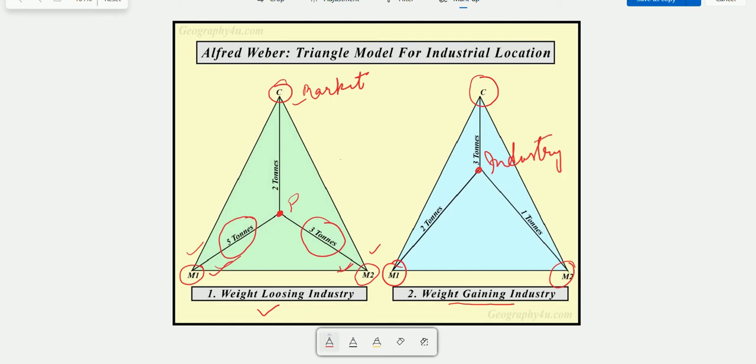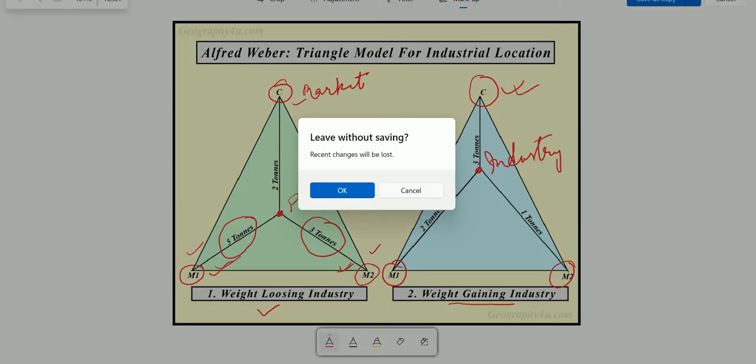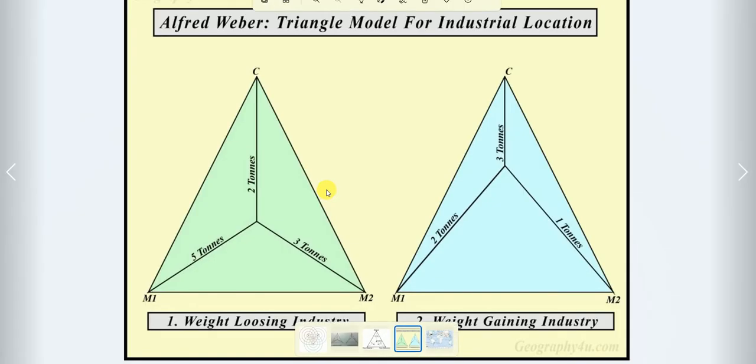Okay, so for example, say cotton textile, cotton is a non-weight-losing raw material. So in such cases, the industry is located nearby the marketplace. Okay, the industry is located nearby the big cities, nearby the market. So in this way, industries are located in the places where the transportation cost is the least, and this is also known as least cost theory, developed by Alfred Weber.